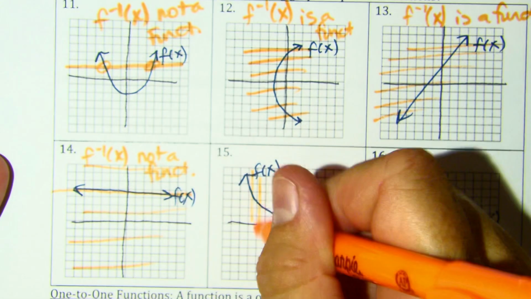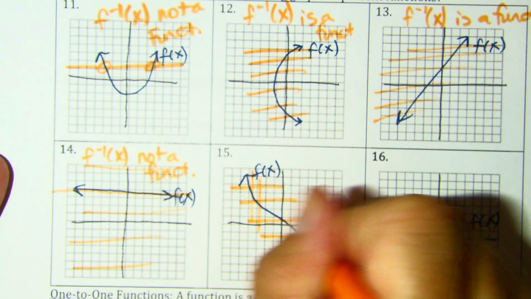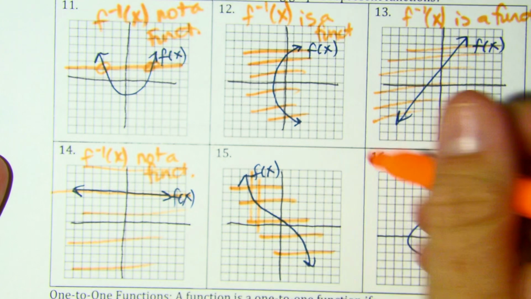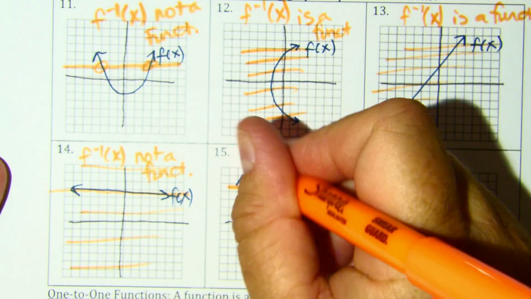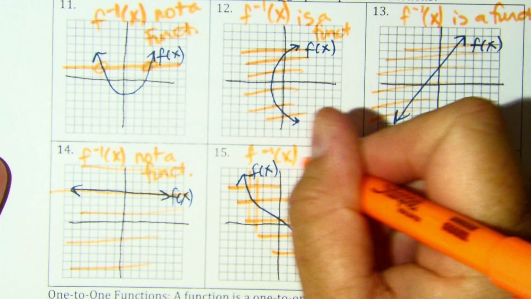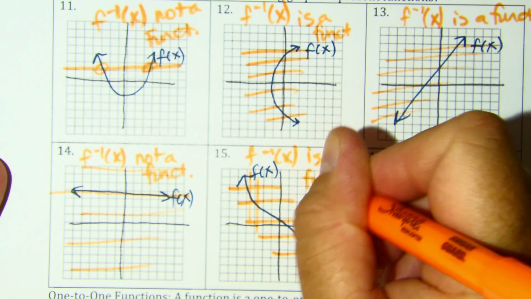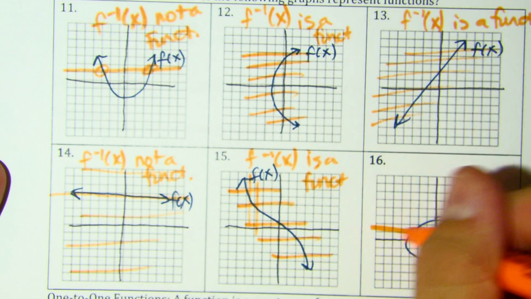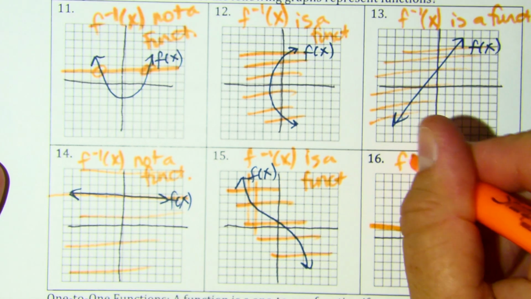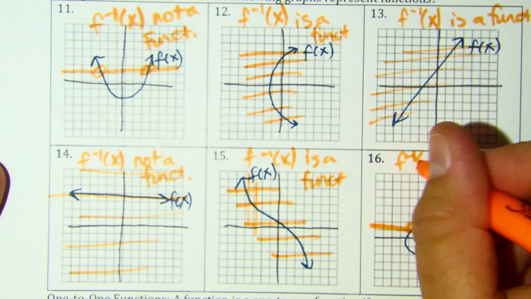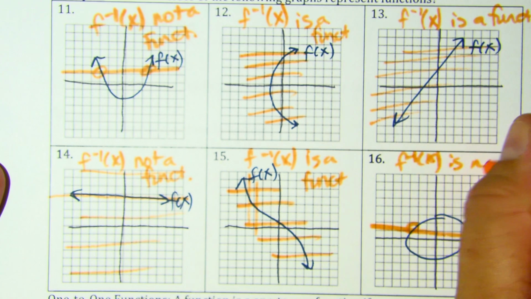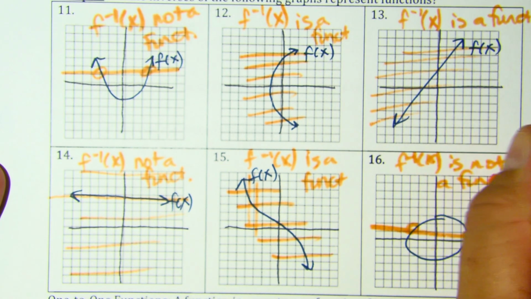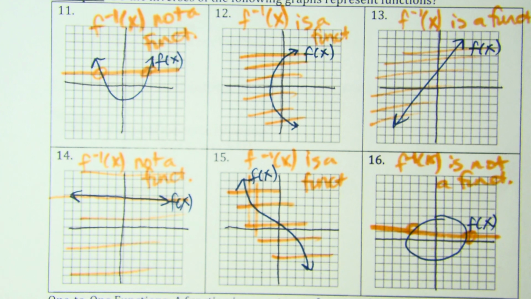And here, oops, we're not doing vertical lines, horizontal lines, all of them only hit one time, inverse f of x is a function. And here we can see one horizontal line hits more than once, so inverse f of x is not a function. Okay. All right.